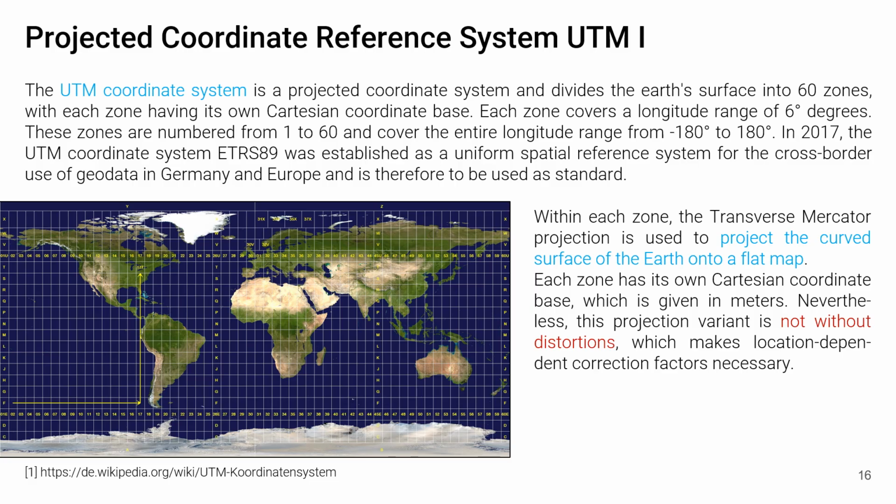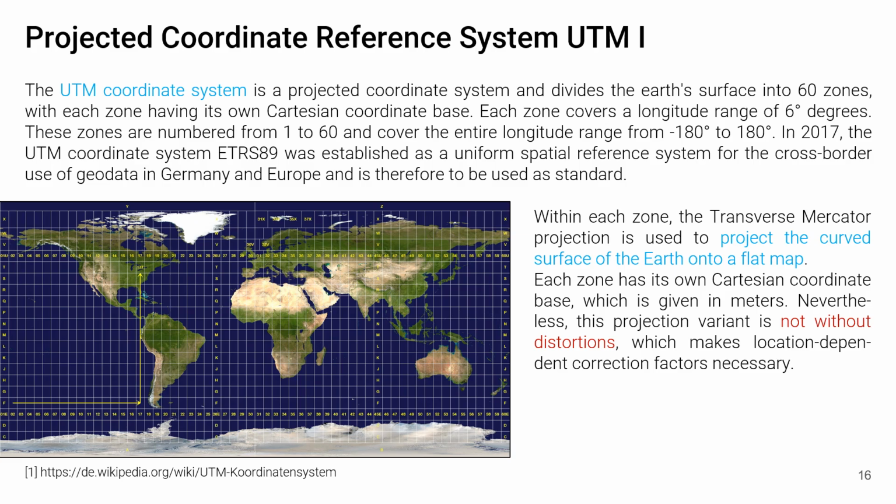The UTM coordinate system is a projected coordinate system and divides the Earth's surface into 60 zones, with each zone having its own Cartesian coordinate base. Each zone covers a longitude range of 6 degrees. These zones are numbered from 1 to 60 and cover the entire longitude range from -180 degrees to 180 degrees. In 2017, the UTM coordinate system ETRS-89 was established as a uniform spatial reference system for the cross-border use of geodata in Germany and Europe, and is therefore to be used as standard.